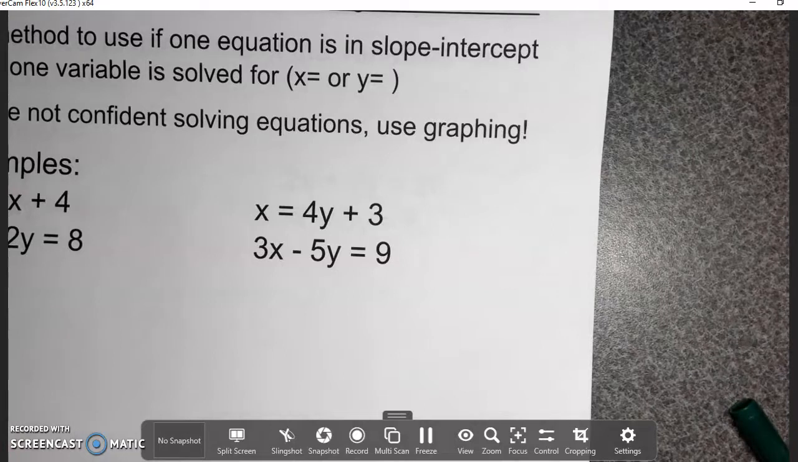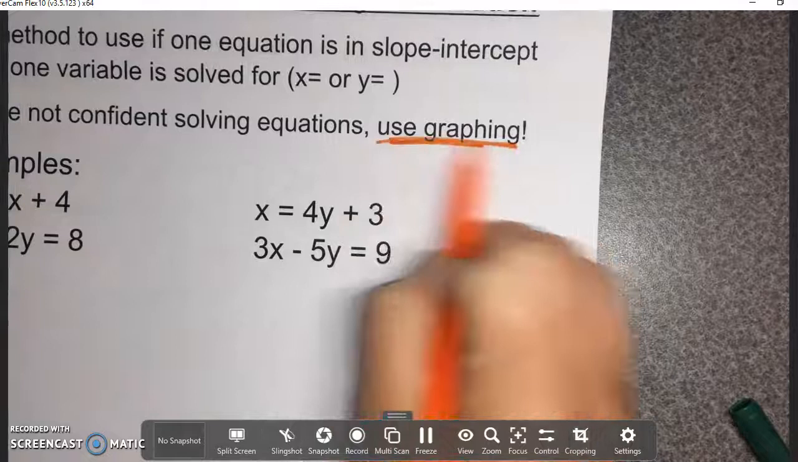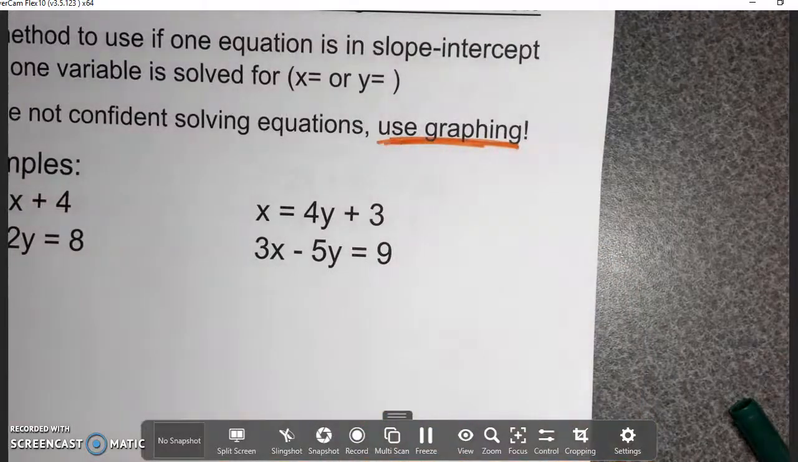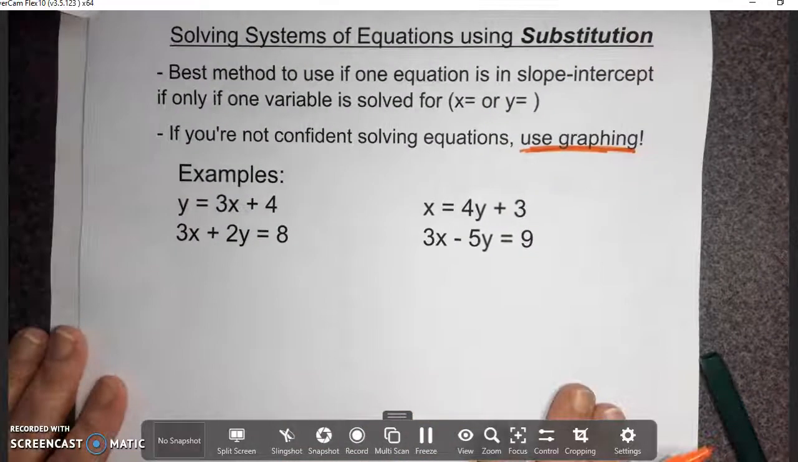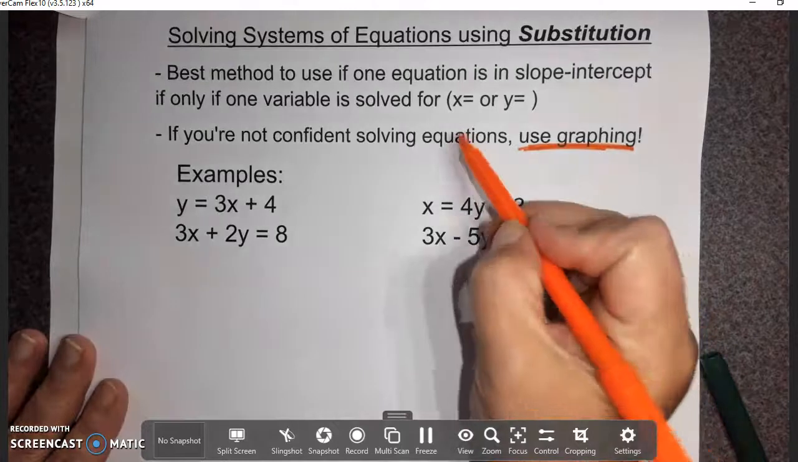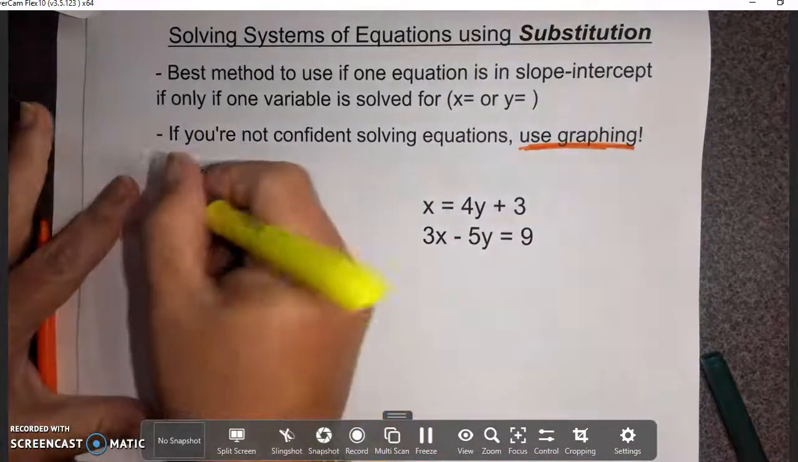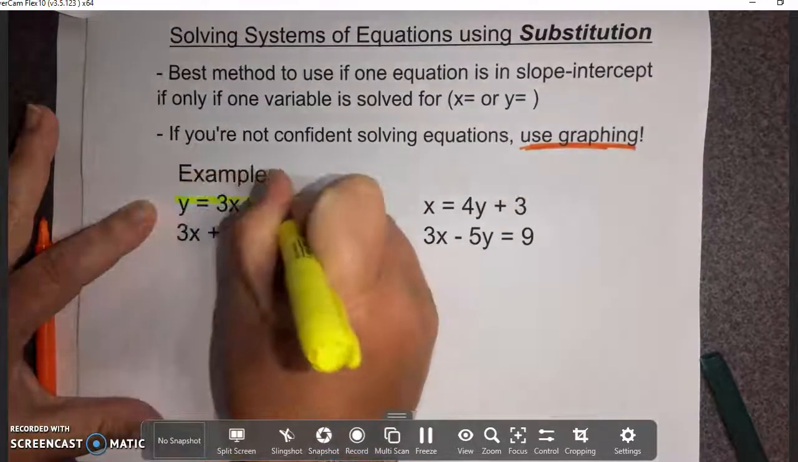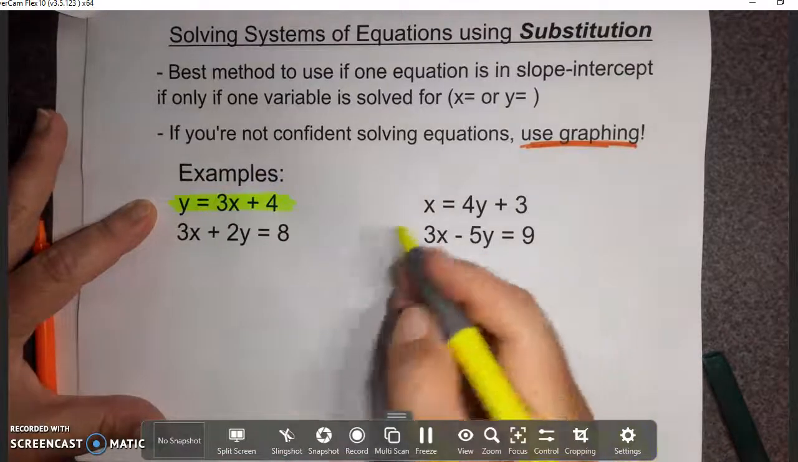If you're not confident in solving equations, always use graphing. But let's solve by substitution, okay? Let's do it by solving for substitution. This is if one of yours is in x equals or y equals form. So in this example, y equals 3x plus 4. That's what y is equal to.